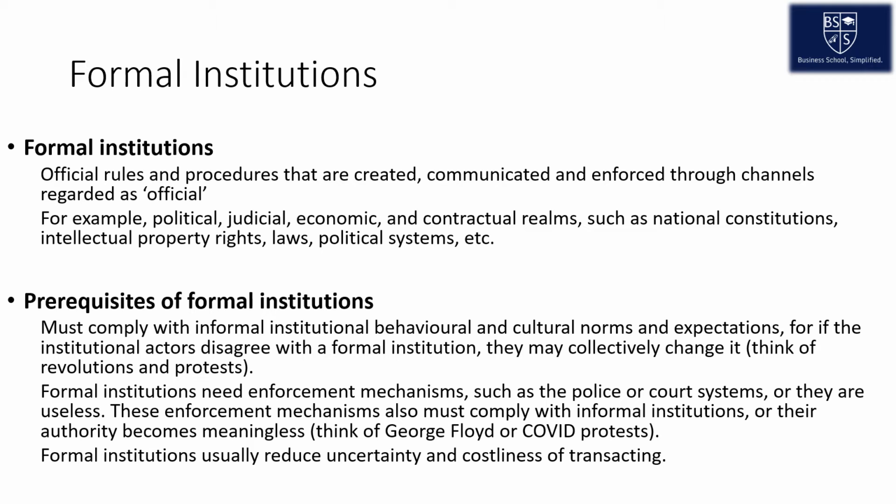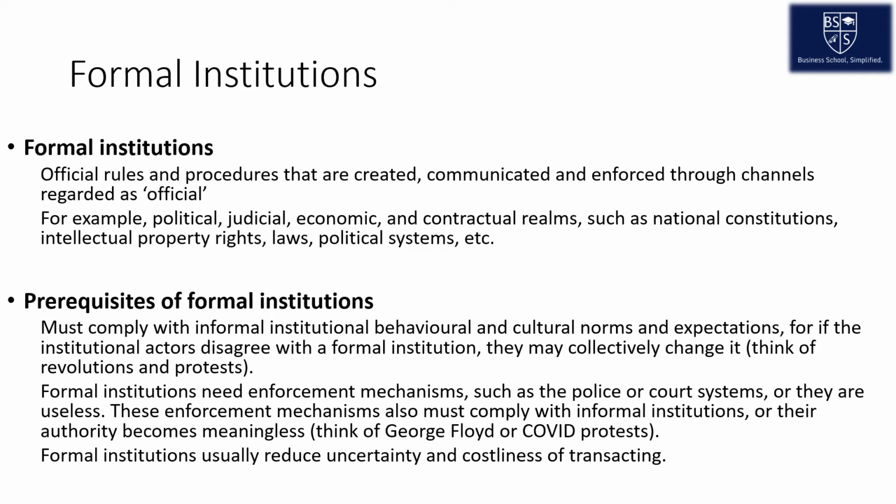However, for formal institutions to actually work and be effective, they require decent and effective enforcement mechanisms. For example, court systems and the police. Without these, formal institutions become useless. These enforcement mechanisms must also comply with informal institutions, otherwise their authority becomes useless. For example, the formal institutions imposed by the police and the court were overlooked during COVID and Black Lives Matter protests, as these diverged against informal institutions.